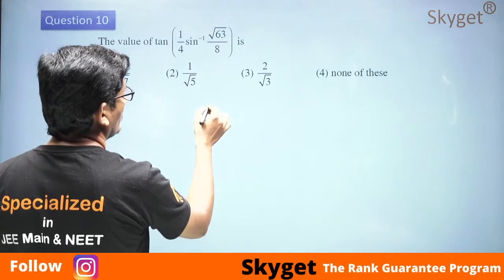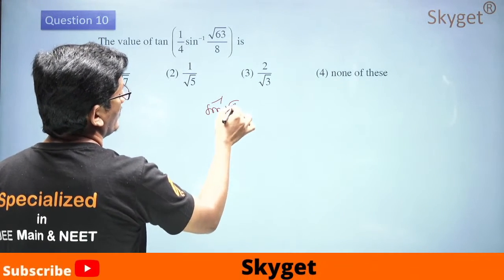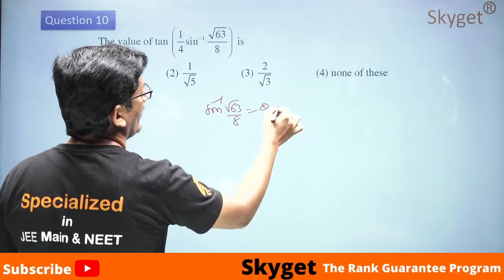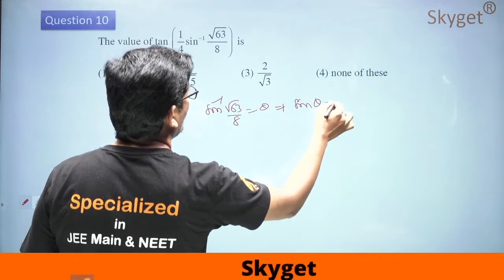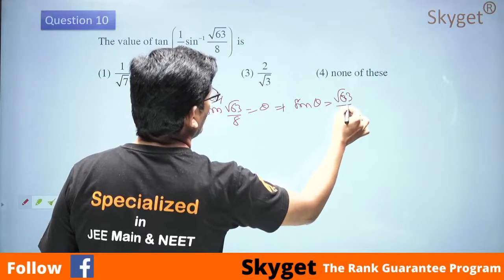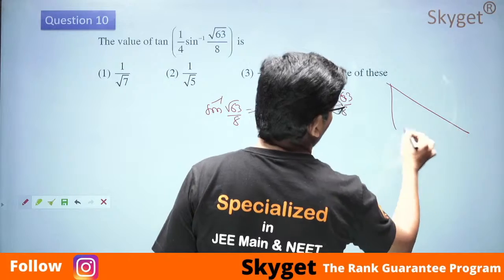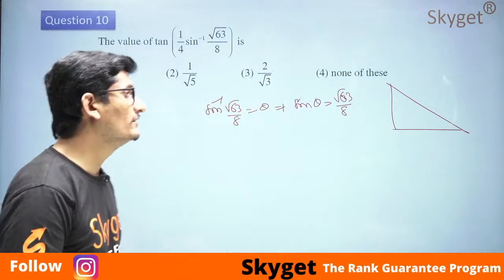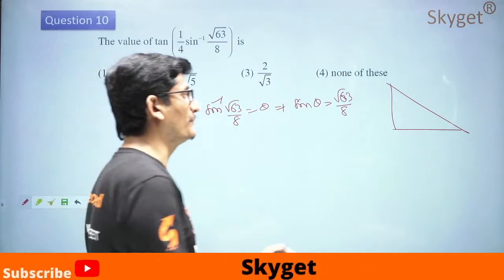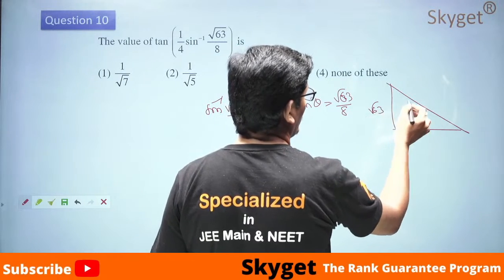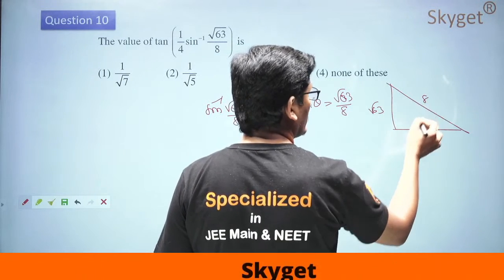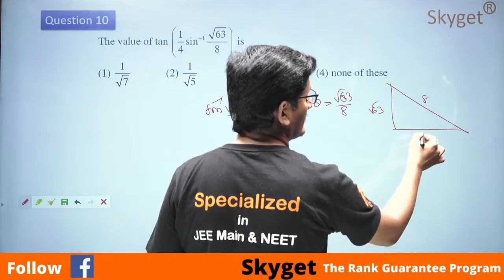So I am taking sin inverse of square root of 63 by 8 equal to theta. That implies sin theta is equal to square root of 63 by 8. Using a right angle triangle, sin theta means opposite side by hypotenuse. The opposite side is square root of 63 and the hypotenuse is 8. Then 8 squared is 64, and 64 minus 63 is 1.